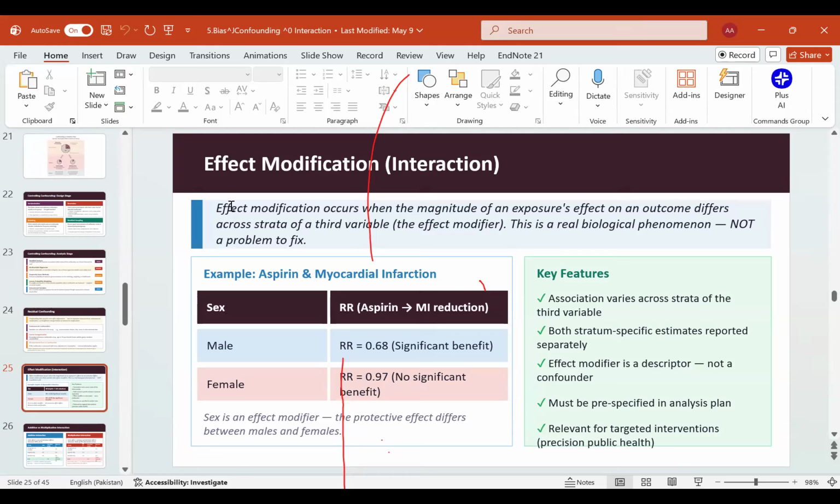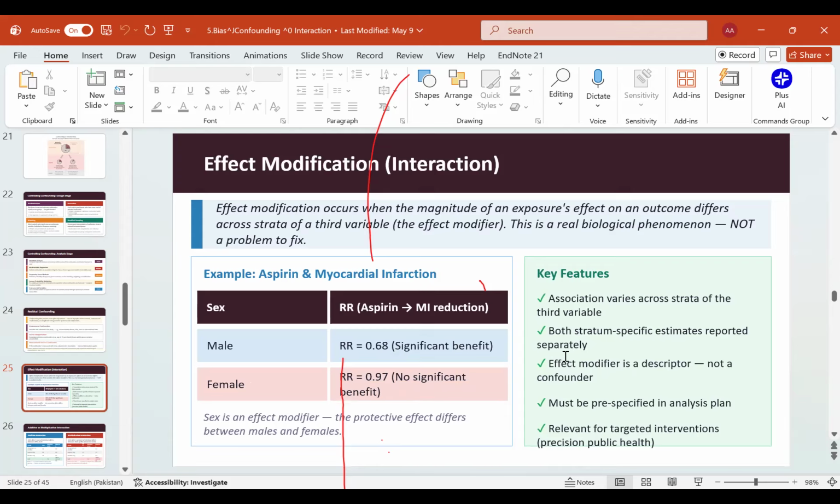For example, in the case of aspirin and myocardial infarction, we compute the risk ratio of aspirin and myocardial infarction reduction in males and in females. In males, the risk ratio comes out to be 0.68, which means there is significant benefit. In females, the risk ratio comes out to be 0.97, which is very near to 1, so there is no significant benefit. So sex is an effect modifier. The protective effects differ between males and females.